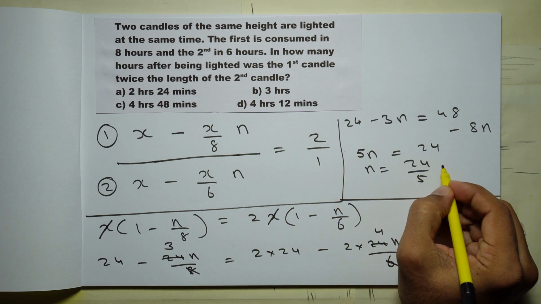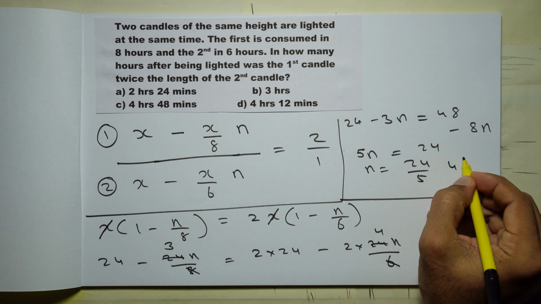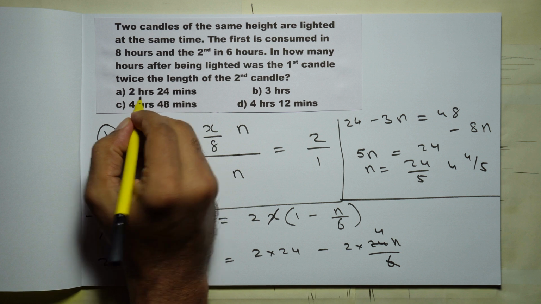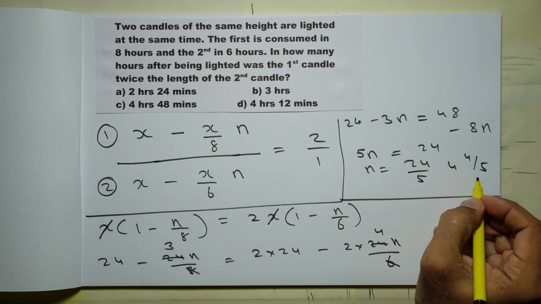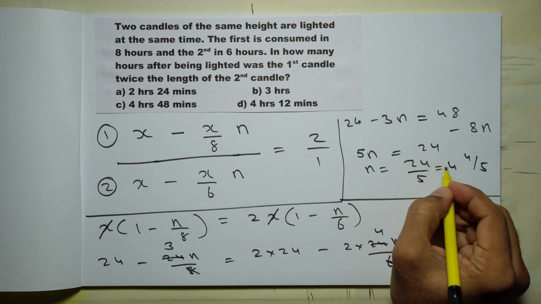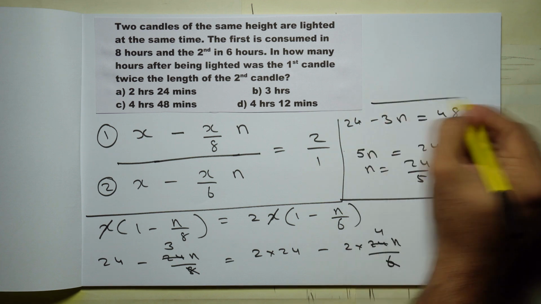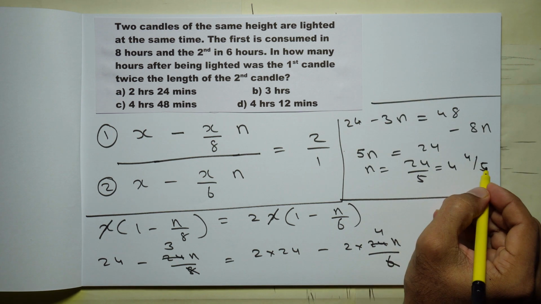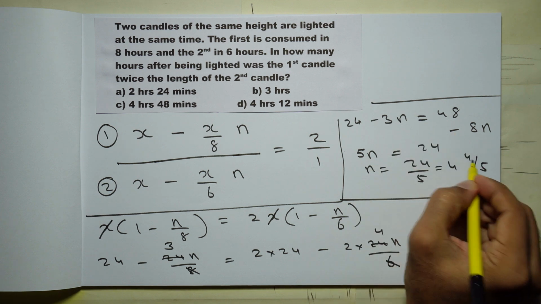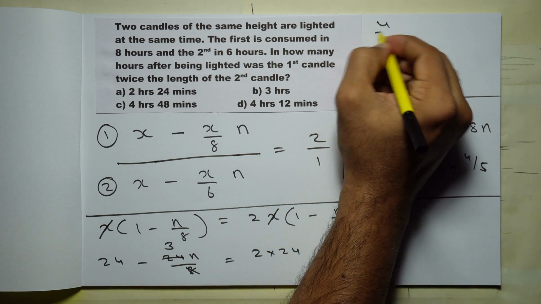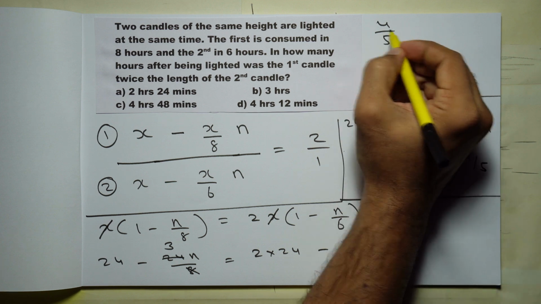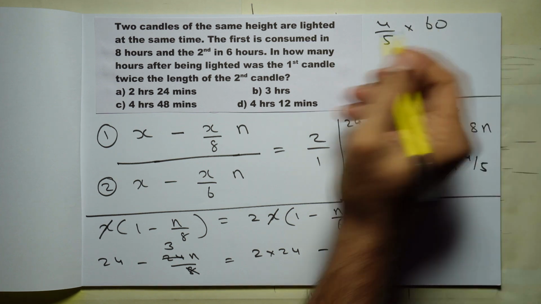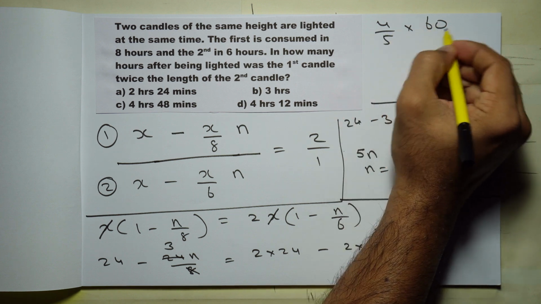Now 24 by 5 is the same as 4 and 4 by 5th of an hour. Here the answers are given in hours and minutes. So you will get the time as 4 and 4 by 5th of an hour. So we'll just calculate what 4 by 5th of an hour is in minutes. To convert hours into minutes, you have to multiply by 60. So 4 by 5th of 60 minutes.